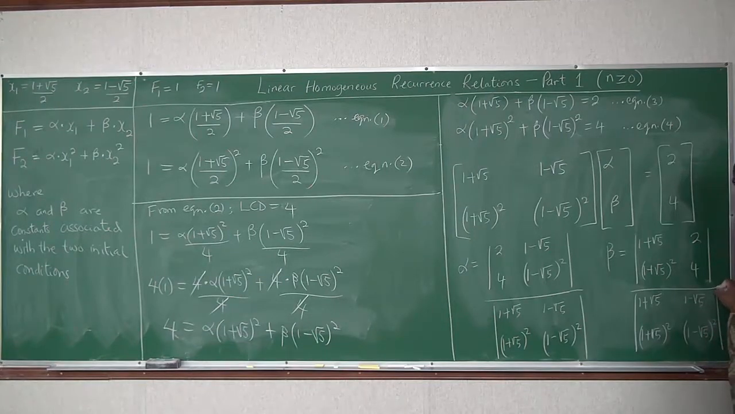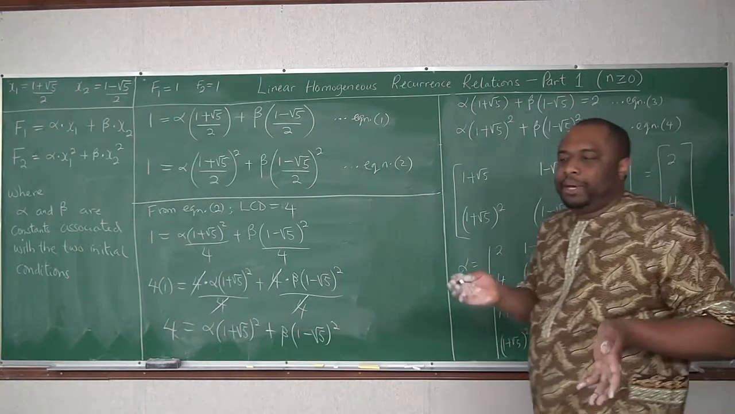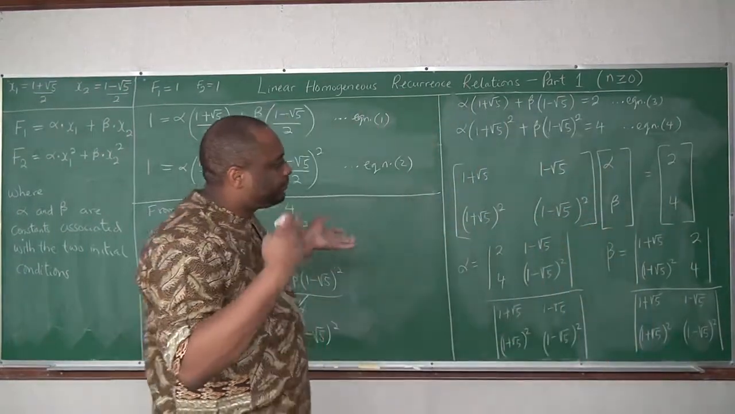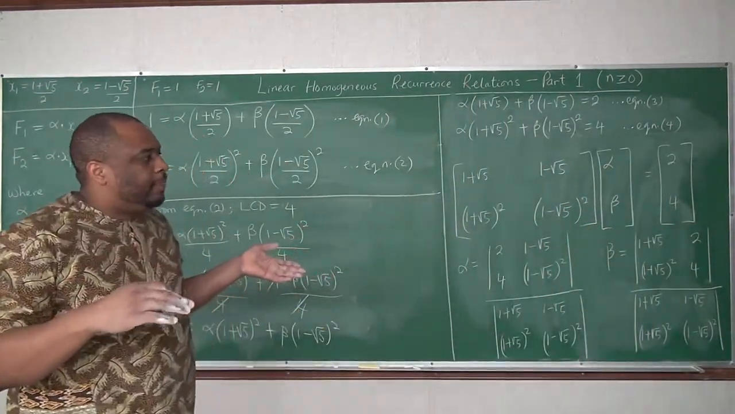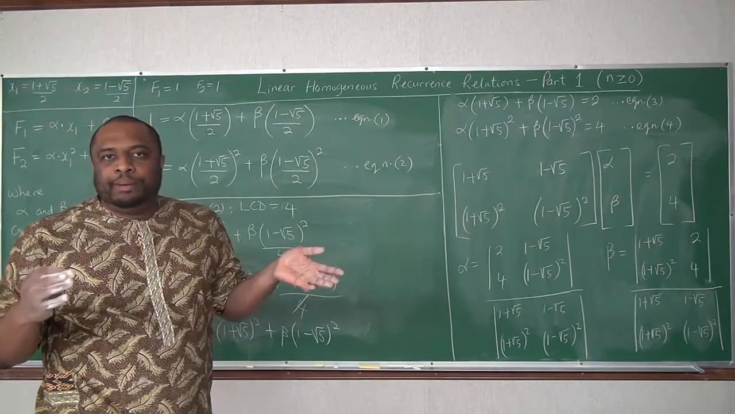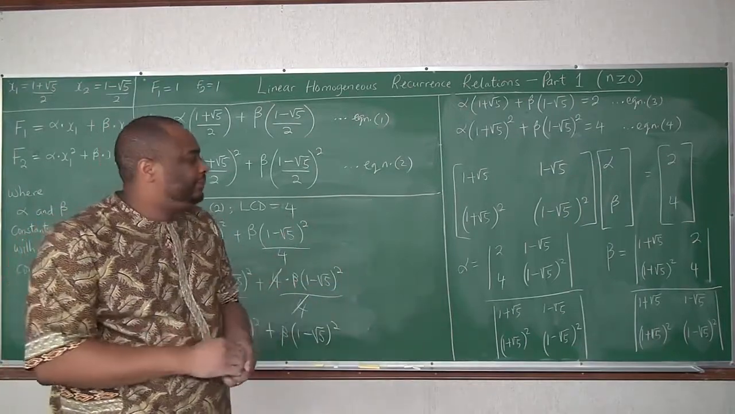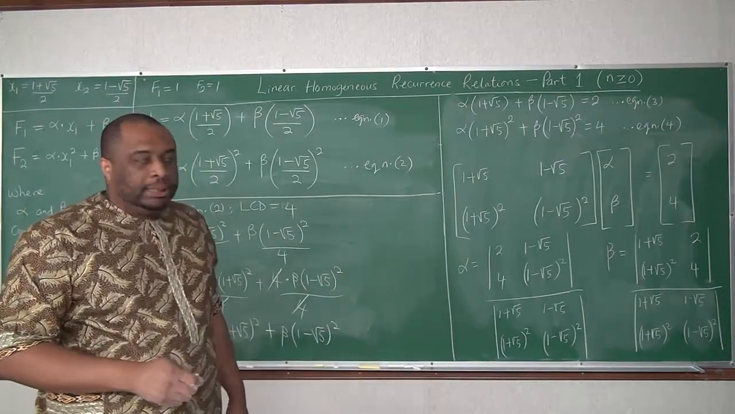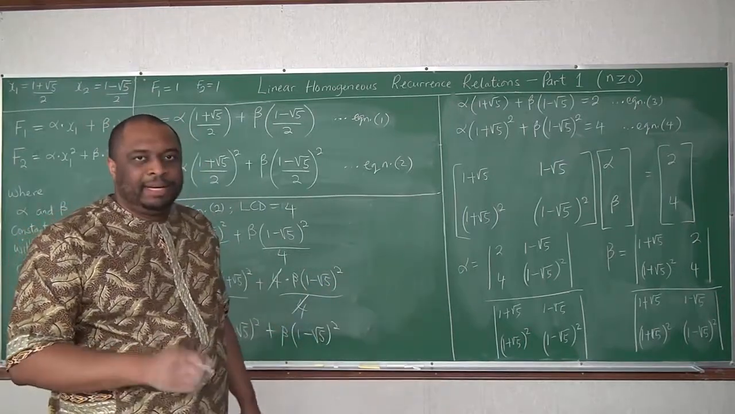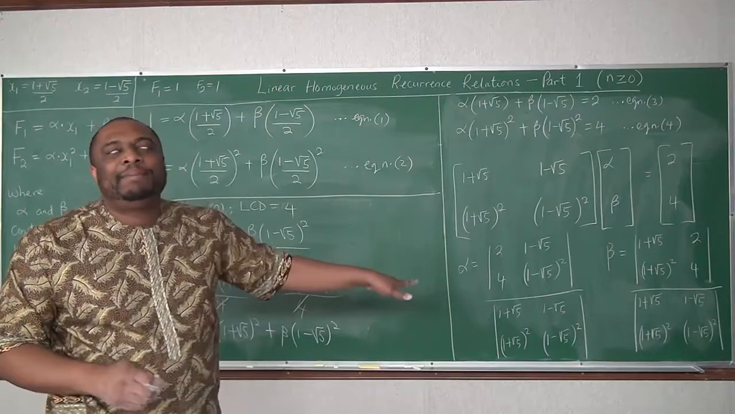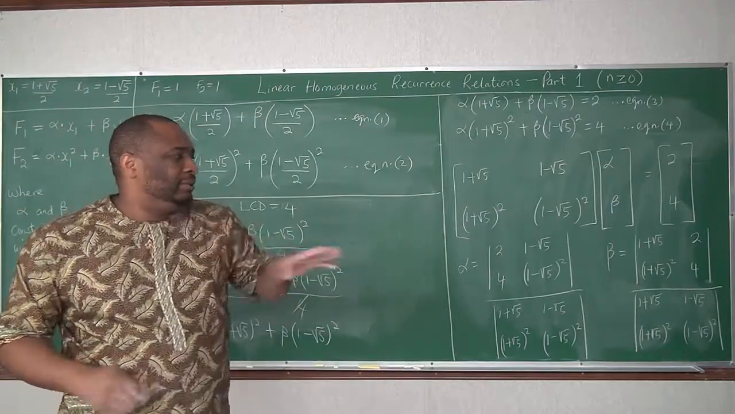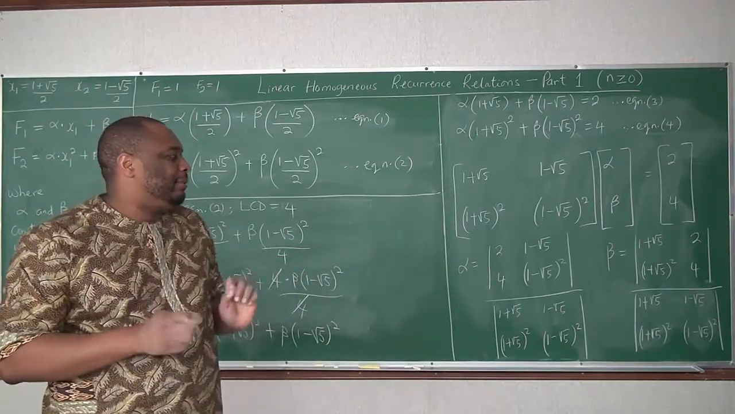I close the determinant. The nice thing about Cramer's rule is that you could do it by determinants. Like the denominator is the same. That is the nice thing about Cramer's rule.